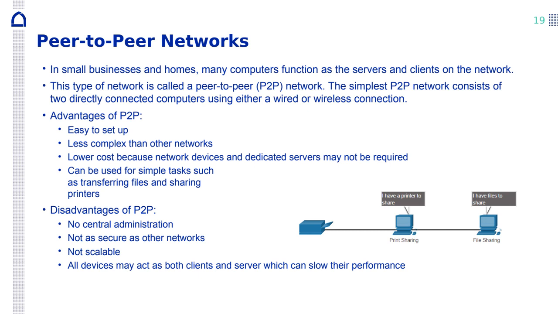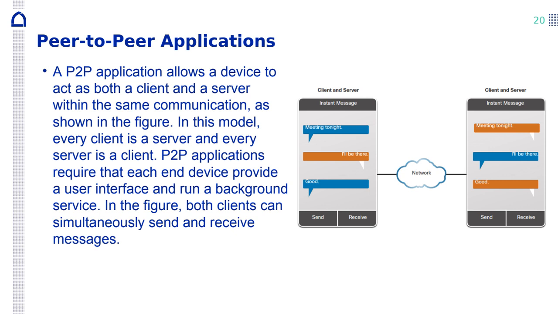Okay? So these are the disadvantages. The advantages are that it's cheaper, easy to manage, anyone can use it. Okay? Disadvantages: not scalable, not secure, slow. Okay? This is the peer-to-peer application, allowing devices to act as both client and server. That's why we call it peer-to-peer. Peer-to-peer يعني المثل بالمثل يعني كل واحد زي الثاني. هذا client ممكن يكون server, هذا client ممكن يكون server.